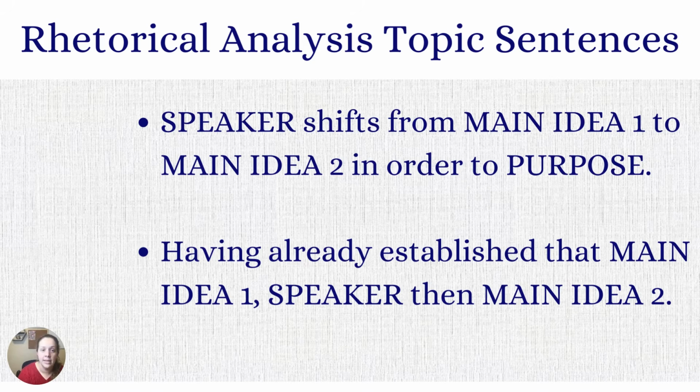So notice that it says speaker shifts from main idea 1 to main idea 2 in order to, and then we have the purpose. So this could be a way to say, hey, I just talked about this main idea, but now I'm going to focus on this main idea. So it's a little bit smoother than just saying another choice the writer makes is. You could also say, having already established that, and then you tell us main idea 1, speaker then, and you tell us main idea 2. So again, we're trying to create that connection between paragraphs with the topic sentence of body paragraph 2 or possibly body paragraph 3.